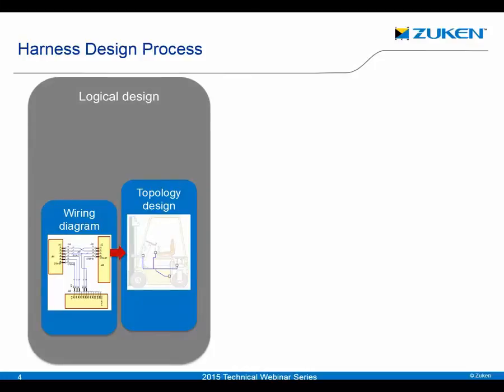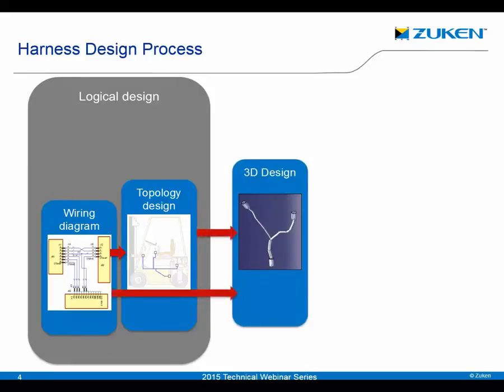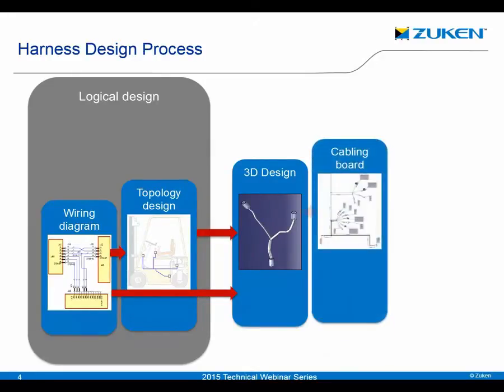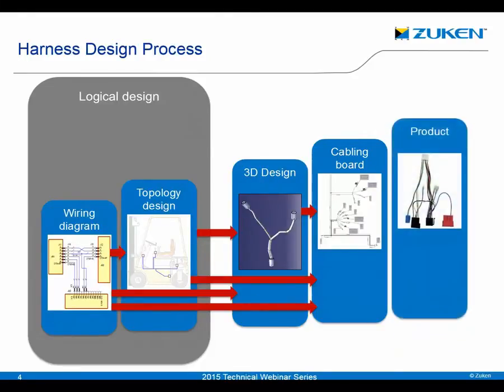To go on in the process, we can import data from topology design or from the wiring diagram into the original 3D environment to do the routing there. To create a cabling board, or so-called form board, we can import the 3D harness and generate a 2D harness drawing in a scale 1:1. If you do not use a 3D mechanical CAD system, you can import data directly from the wiring diagram or topology design. In addition to the 2D drawing of the harness, we need lists like a bill of material, cable list, cutting list, and so on for manufacturing and for service.